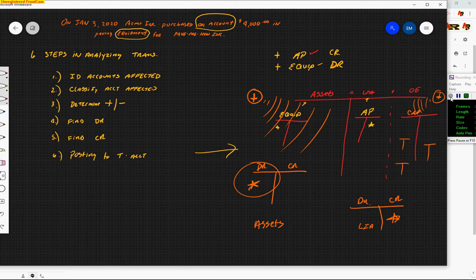Six steps for analyzing a transaction. Identify the accounts that are affected. Classify the accounts that are affected. Determine the increases and the decreases. Find the debit. Find the credit. Post it to a T account. We do know that there's other steps involved here, but we're going to stop right there. That's going to be worth 6 points in your final.